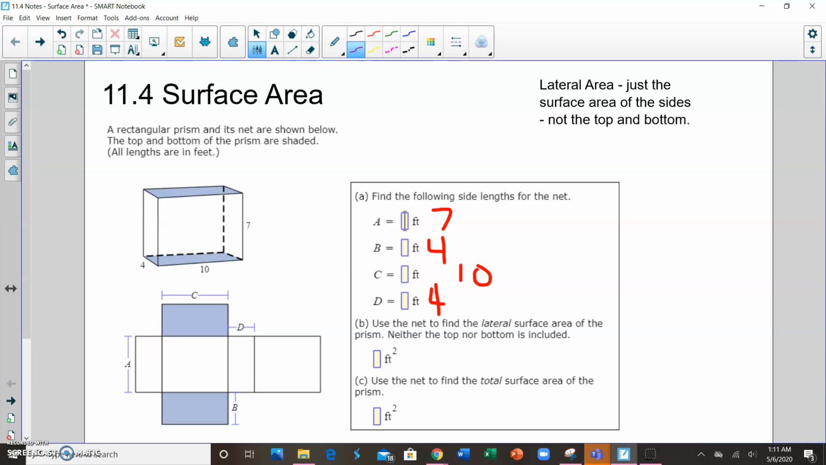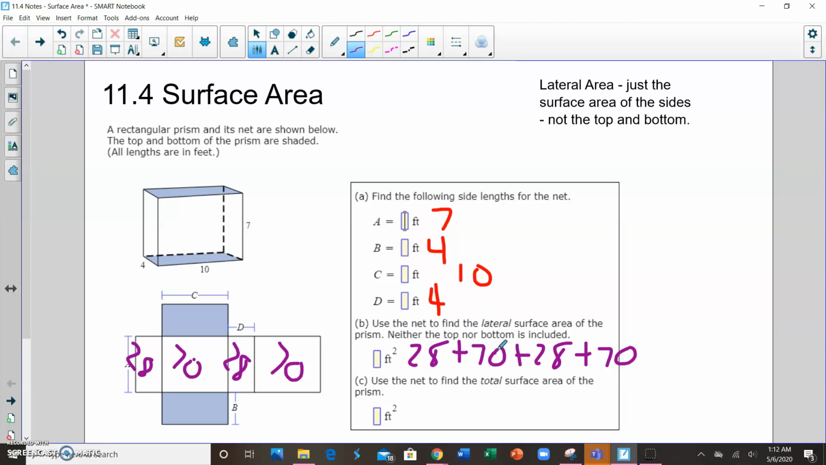For this one, A is 7 times 4, so this is 28. This right here is the back, so that's 7 times 10, that's 70. This is also a 28, because that's another 4 times 7. And this is the front, so that's another 70. For the lateral area, we simply add those up: 28 plus 70 plus 28 plus 70. I'm not going to do the calculations today because we have 6 examples to get through in the 15 minutes.